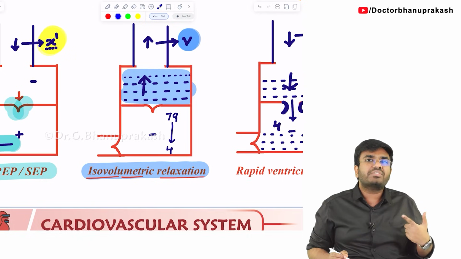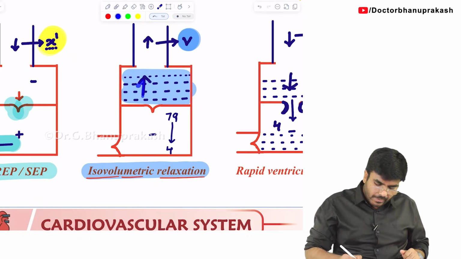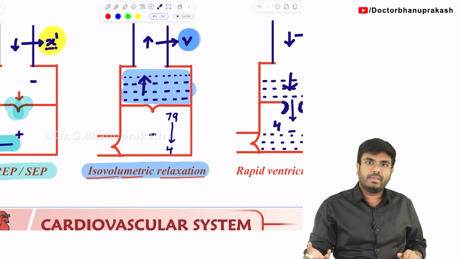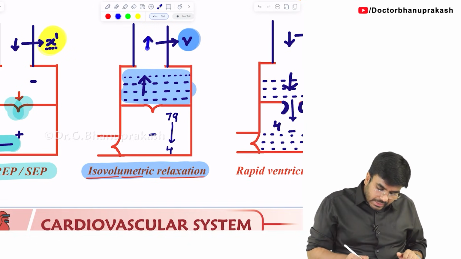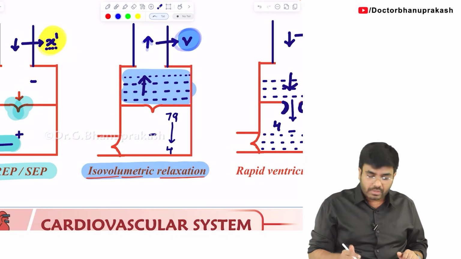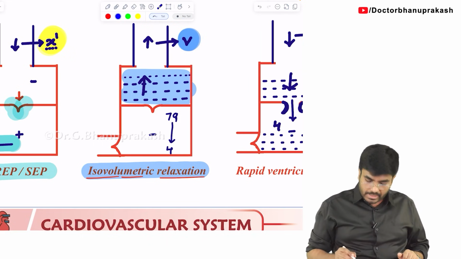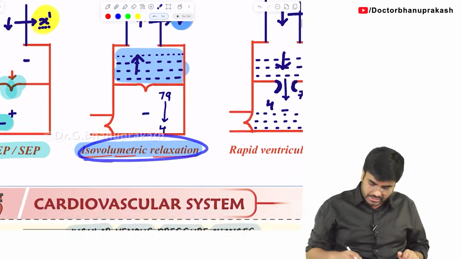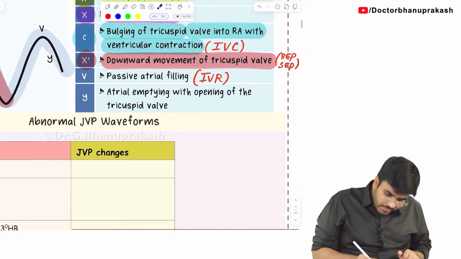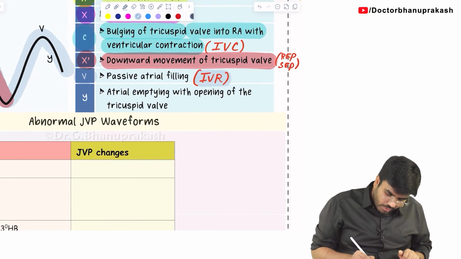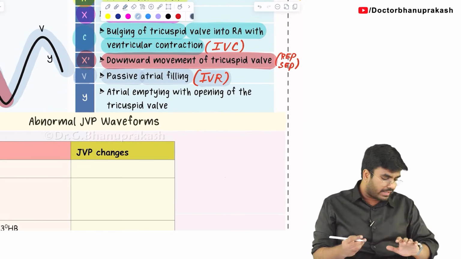Venous filling increases the right atrial pressure, so the internal jugular venous pressure also increases. This increase in pressure is represented as the V wave. V stands for venous filling of the right atria, seen during isovolumetric relaxation. So during isovolumetric relaxation, there is a V wave. It is the venous filling of the atria.